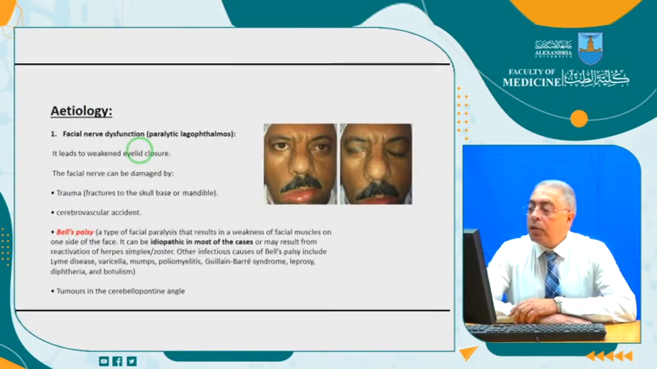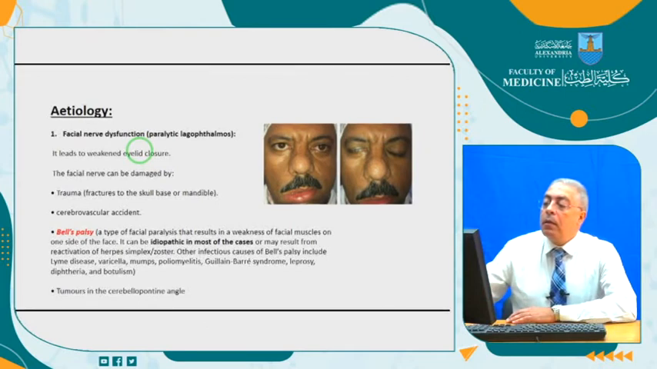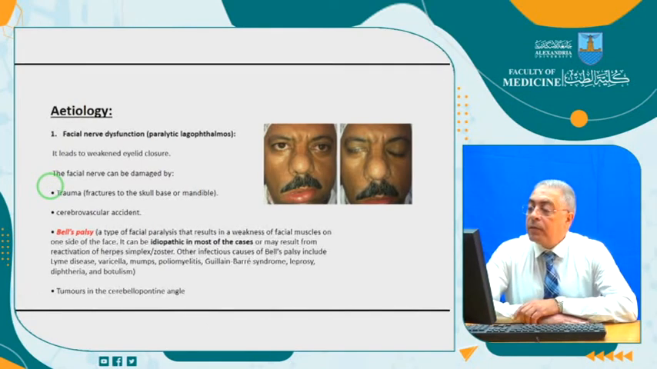What are the etiologies of lagophthalmos? One example is facial nerve dysfunction. We call it paralytic lagophthalmos, like the paralytic ectropion. There is weakening of the lid closure, and the facial nerve can be damaged by trauma, like in fractured base of skull, cerebrovascular accidents, and the most common type, you know it, is Bell's palsy.